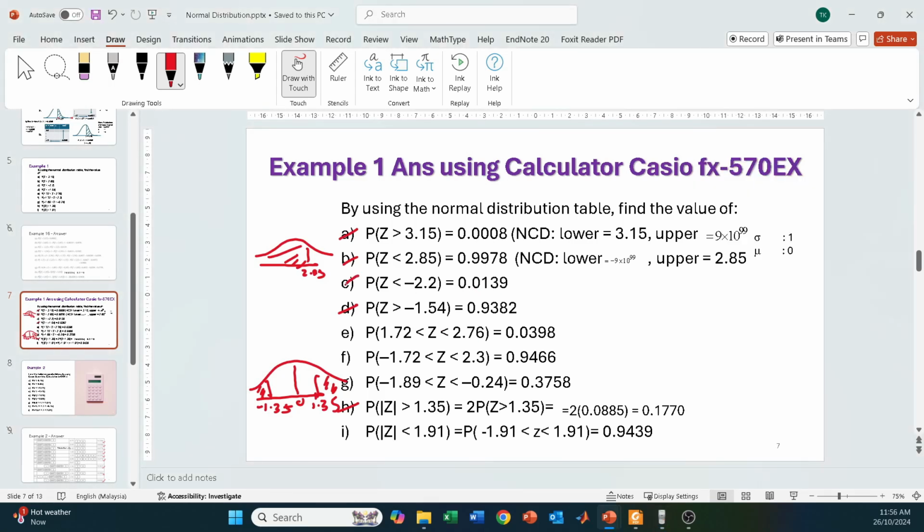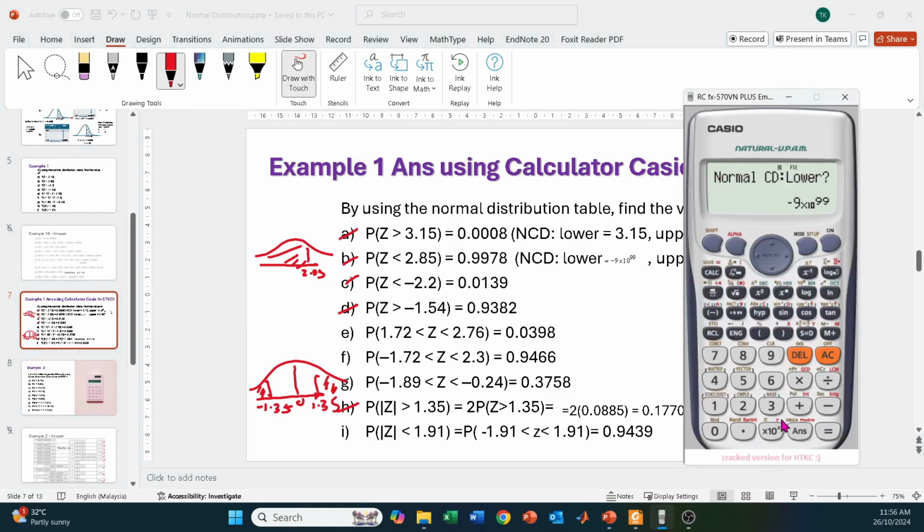Done. Okay, E, in the interval, so this is the lower bound and this is the upper bound. Easy, you just input everything there. For question E, the lower bound is 1.72 and the upper bound is 2.76. Sigma 1, mu 0. So we get 0.0398. Done.